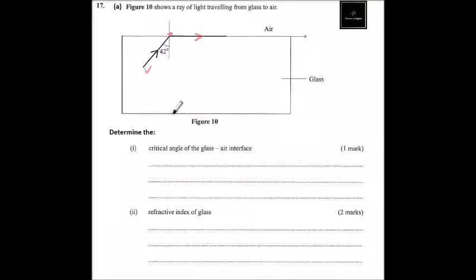So we say that when the refracted ray travels along the boundary of the two media, that is glass and air, then that is a critical angle. So it means since the incident angle is 42 and the ray travels along the boundary of the two media, that is air and glass, 42 degrees is the critical angle. A critical angle.